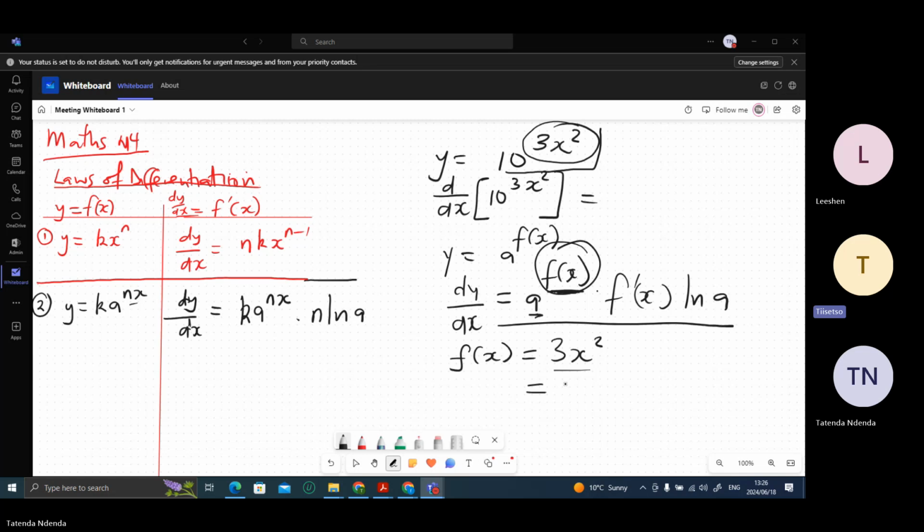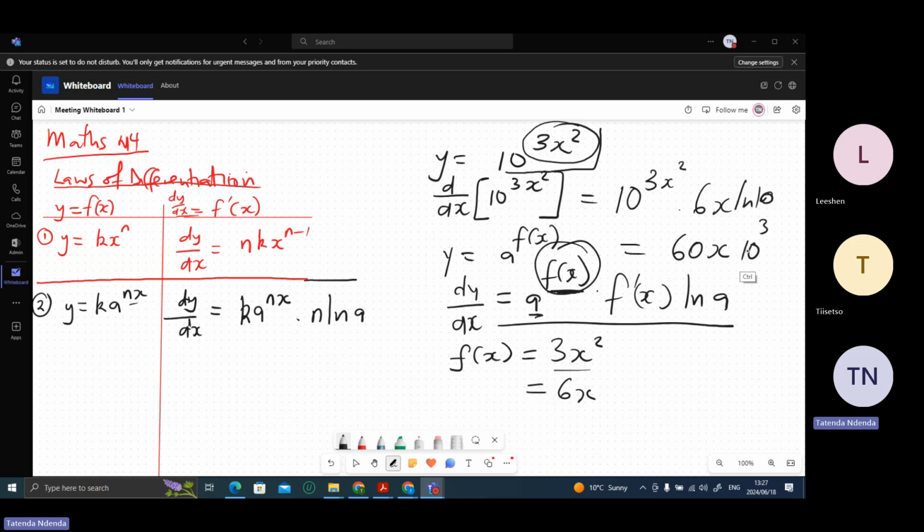6x. So meaning that this one is going to be 10 to the power of 3x squared multiplied by 6x ln of what? Of 10, which is going to give us something like 60x. Let's leave it like this because we are having an x. So let's just leave it at this point to be like this. Okay.